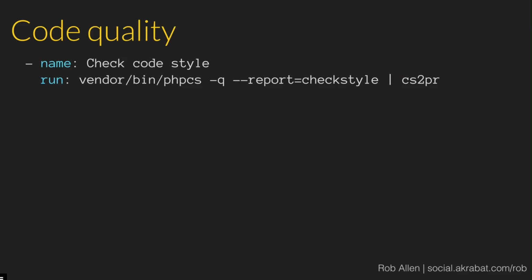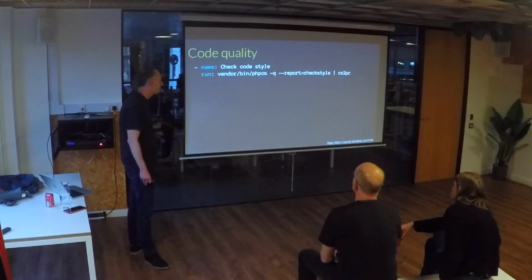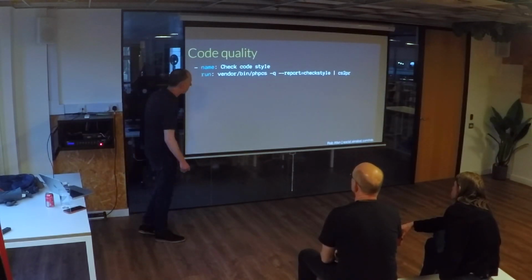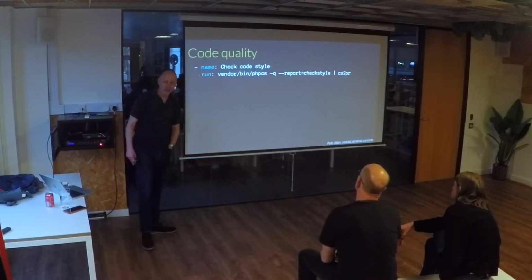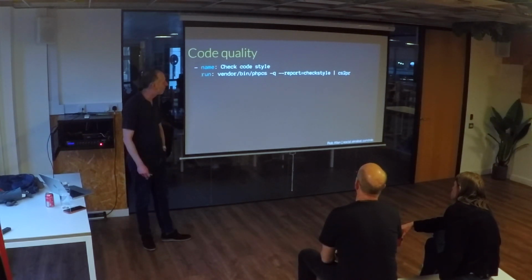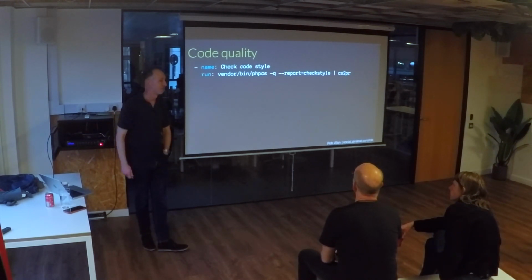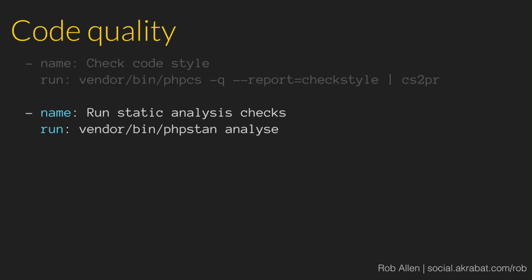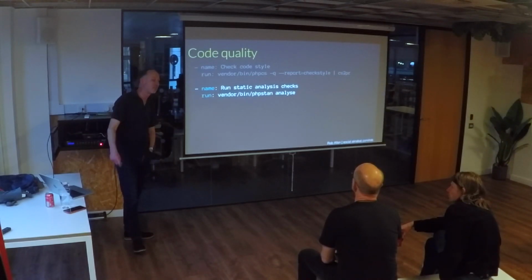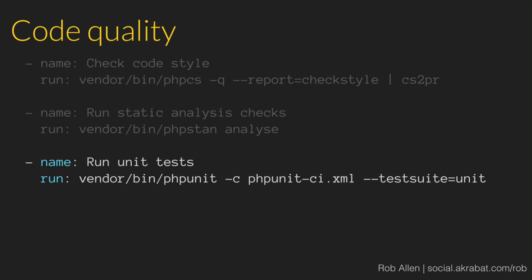Check the code style. We all run PHPCS, and PHPCS has a report checkstyle output, and CS2PR will take that checkstyle output and put it against your pull request and annotate the pull request where the errors are, which is super handy. Static analysis checks, we use PHPStan on this project. Psalm is equally valid. And your unit tests, of course.